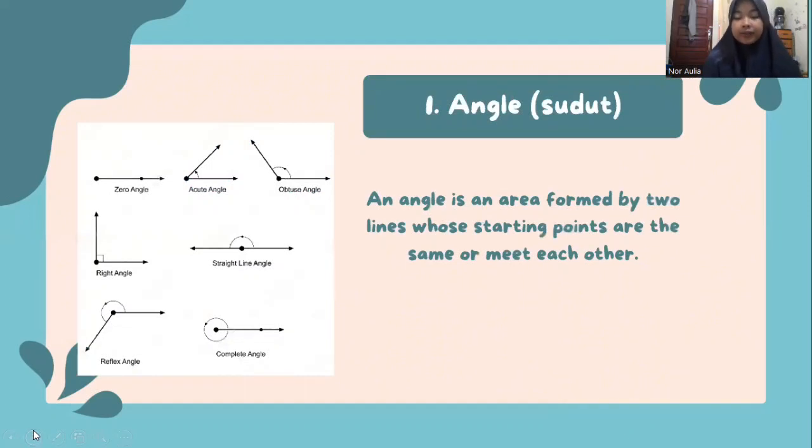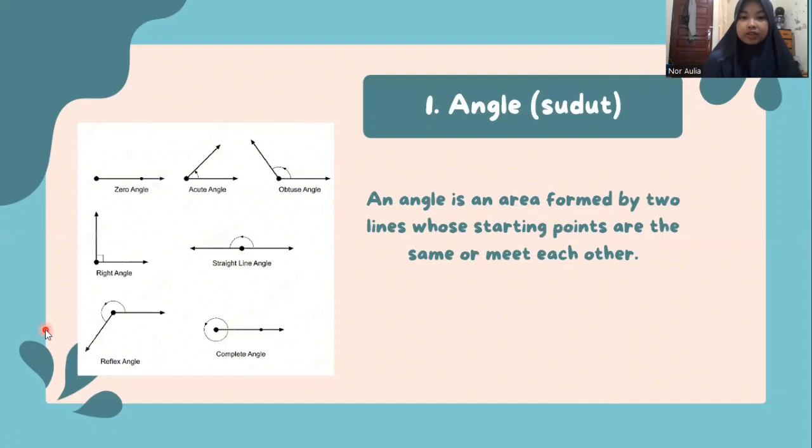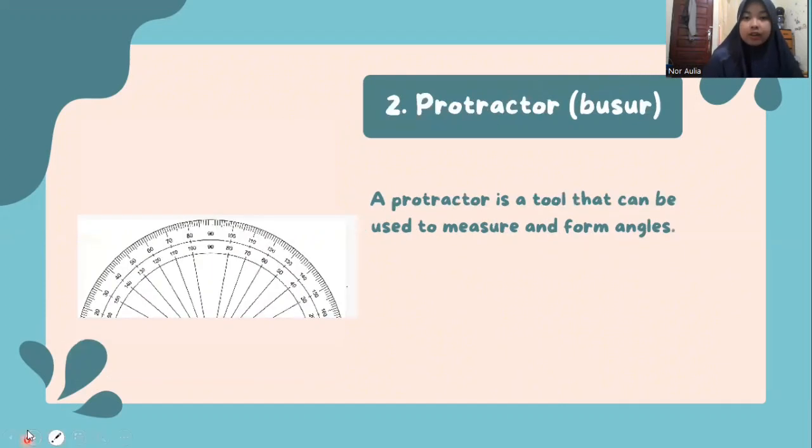Number 1 is angle. In bahasa, angle is sudut. The definition: an angle is an area formed by two lines whose starting points are the same or meet each other. For the example of angle, we can see the picture. Number 2 is protractor, or in bahasa we can say busur. The definition of protractor is a tool that can be used to measure and form angles. We can see the picture for the protractor.